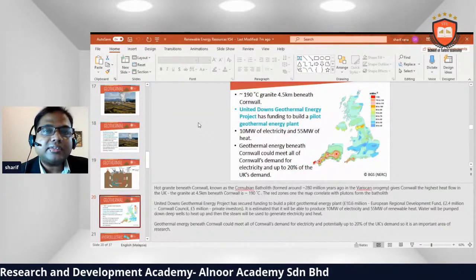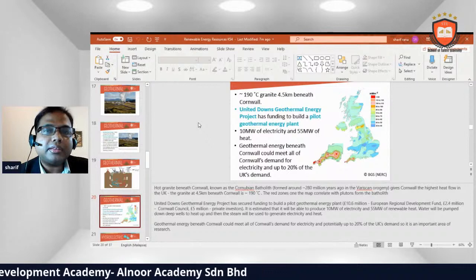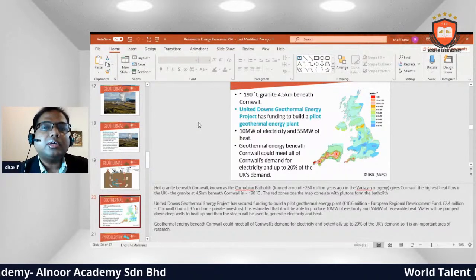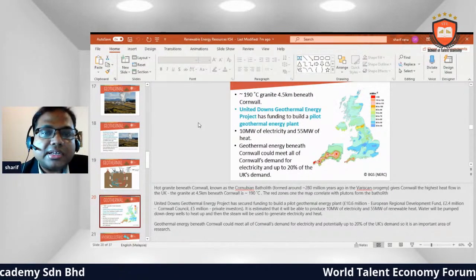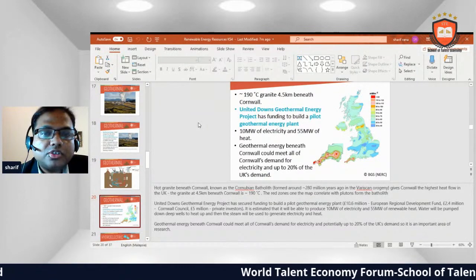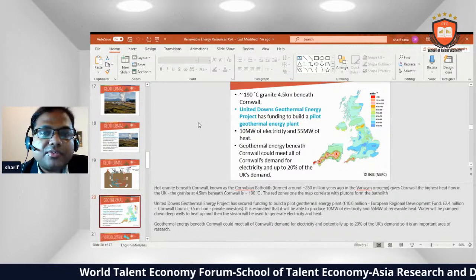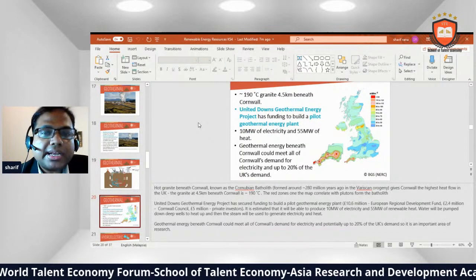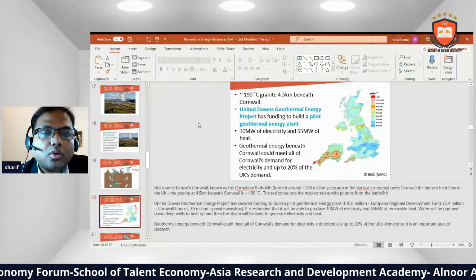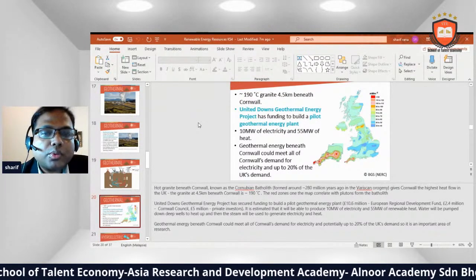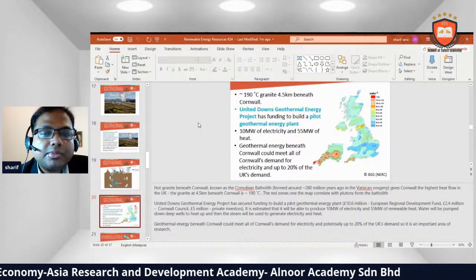190 degrees Celsius granite 4.5 kilometers beneath Cornwall: the United Downs Geothermal Energy Project has funding to build a pilot geothermal energy plant, 10 megawatts of electricity and 55 megawatts of heat. Geothermal energy beneath Cornwall could meet all of Cornwall's demand for electricity and up to 20% of the UK demand.